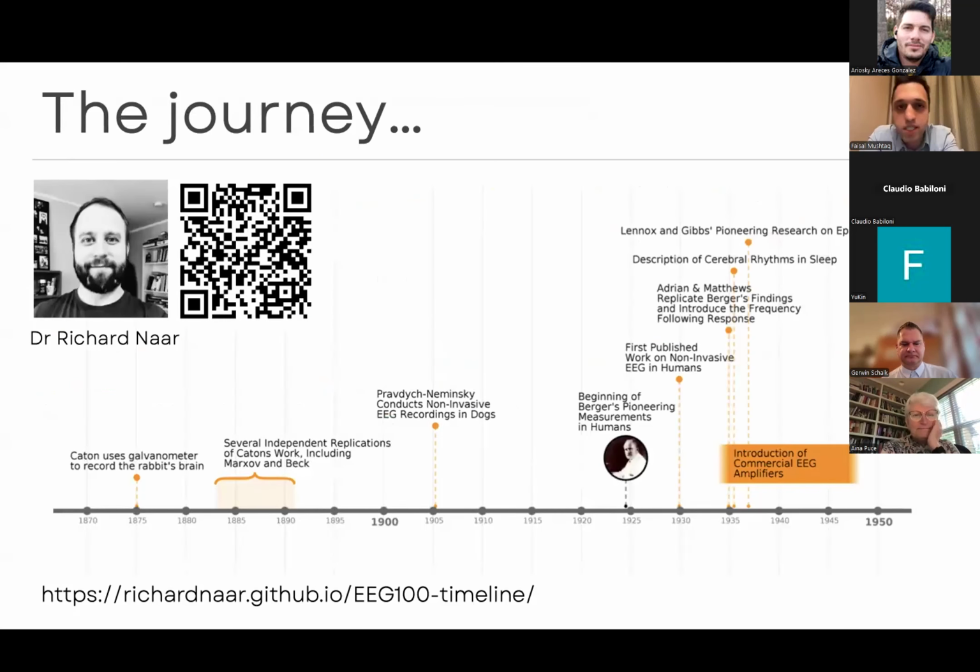You've heard some of them today and yesterday, of course, with the Irwin Roy John symposium, some incredible efforts to map EEG onto various different phenomena. And this is a timeline created by a colleague of ours in Estonia, Dr. Richard Nahr. He has an interactive timeline, which you can access through that link and QR code, so you can see some of the early discoveries of EEG.